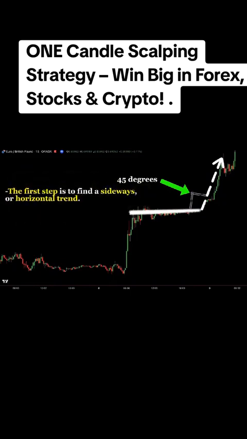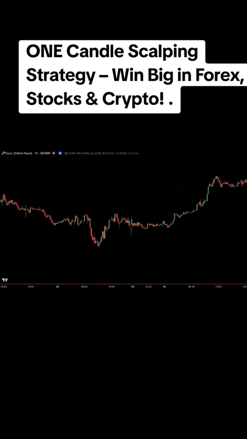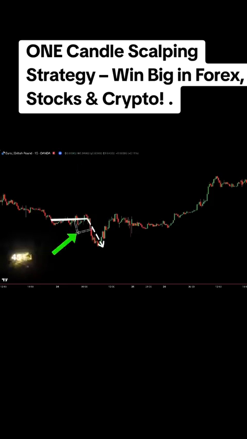So here's the key. The first step is to find a sideways or horizontal trend. Then we wait for it to break out either up or down, forming an angle of around 45 degrees. This is where the opportunities are. But here's something important. Don't get fooled. Sometimes it might look like the trend is forming a 45-degree angle downward before reversing back up. To avoid this kind of confusion, Rob Hoffman recommends using a tool called the exponential moving average to get a clearer view of the trend.